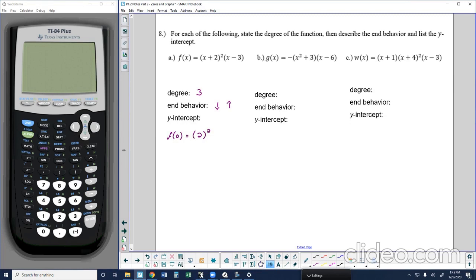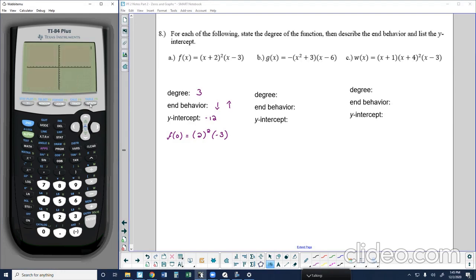Now, we have done that a lot when in standard form, where you can just take the constant. But when in factored form, like we see here, we do need to make sure we go through the process of multiplying. So if I put a 0 in for x, I'm going to get 2 squared times negative 3, which would end up being my y-intercept of negative 12. I can check this if I would like to by graphing. So if I graph this, (x + 2) squared times (x - 3).